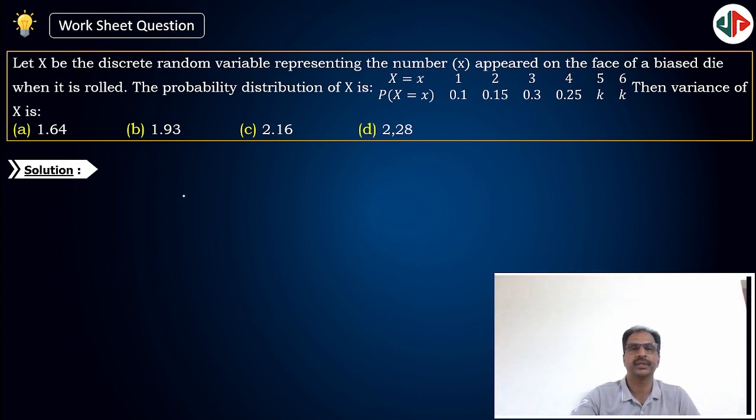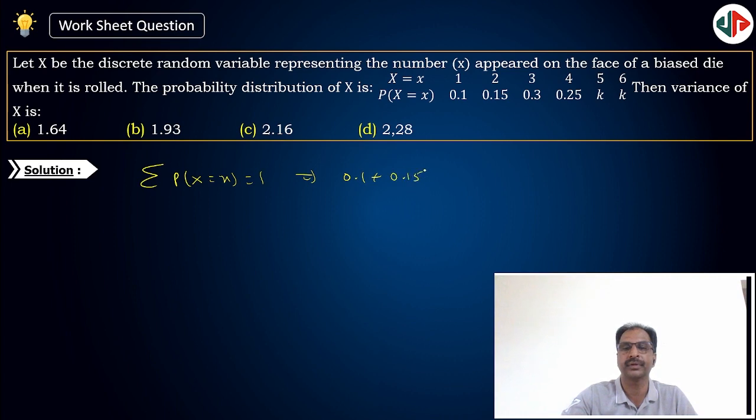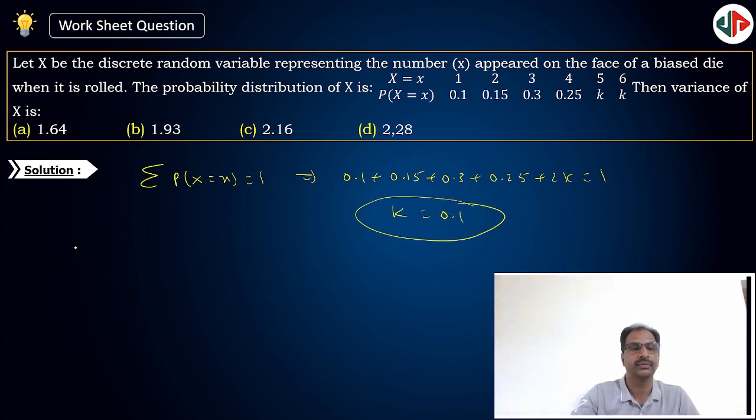X is a discrete random variable corresponding to the number appearing on the face of a biased die when it is rolled. Its probability distribution is given. You have to find the variance. We know that the sum of all probabilities is equal to 1. This implies when you add all those, 0.1 plus 0.15 plus 0.3 plus 0.25 plus 2k is equal to 1. From this, what value of k do you get? K is 0.1.